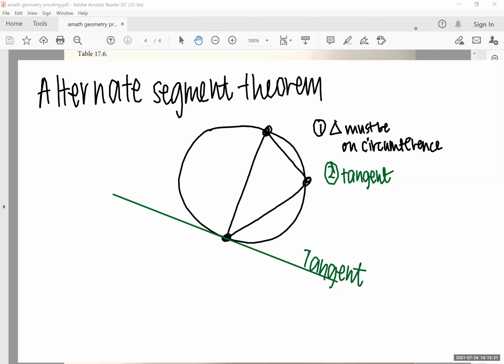Now, what's so important about this alternate segment theorem is, can you see that in this triangle we have 3 angles? We have the green one, the pink one, and the blue one. Do you all agree? Yes. Now, when we want to do this alternate segment theorem, it can get really confusing. So what is the trick? The tip that you guys can use is to always identify the green angle first.